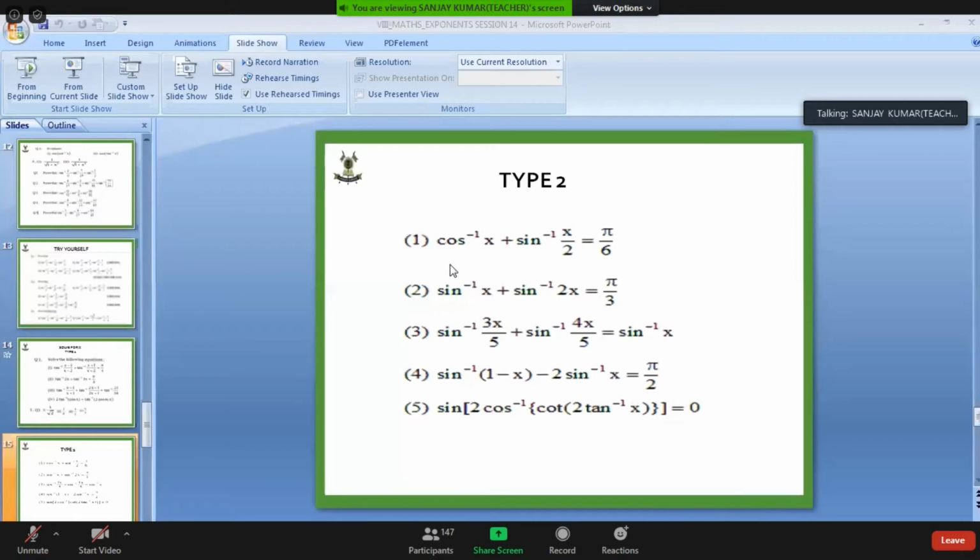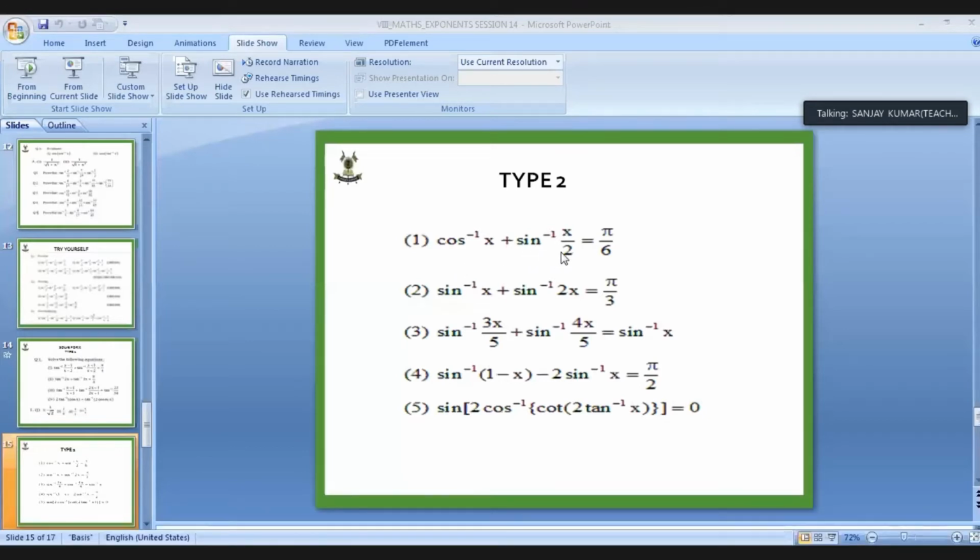Start the first question. This is cos inverse x plus sine inverse x by 2 equal to pi by 6. Start the first question and give the answers to me. You start very simply. You take sine inverse x by 2 to that side or cos inverse x to the other side. That is your choice. Please start the first question and give the answers to me.